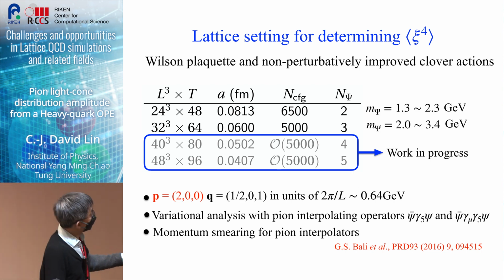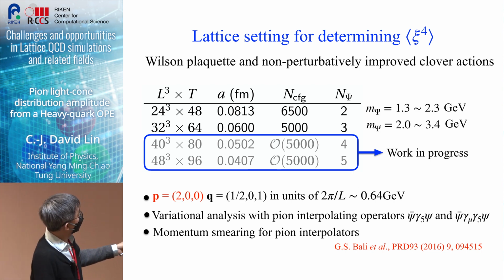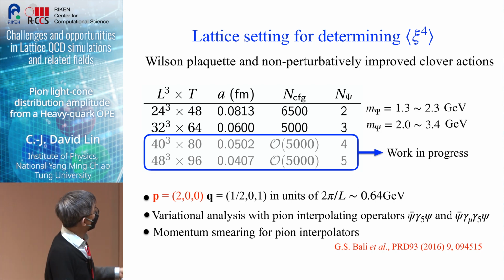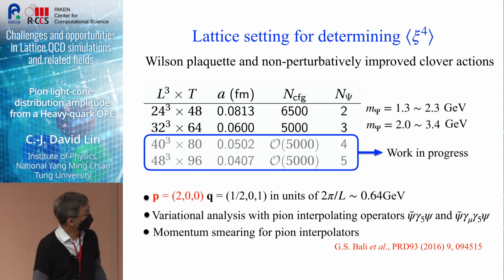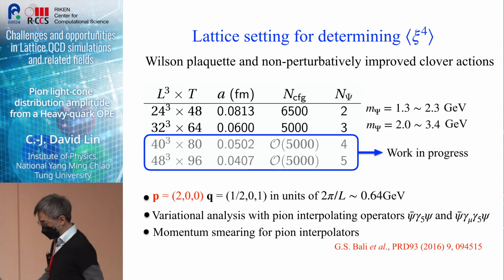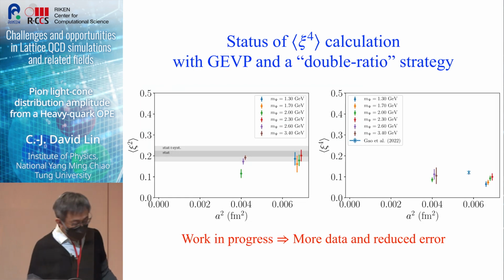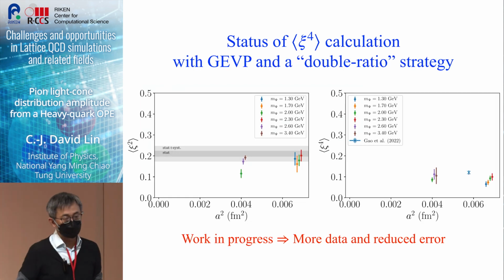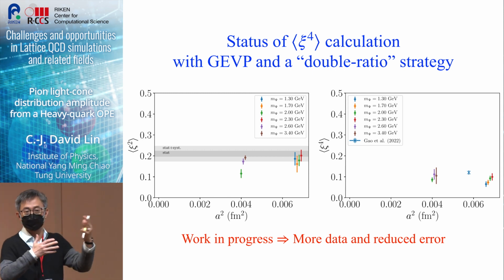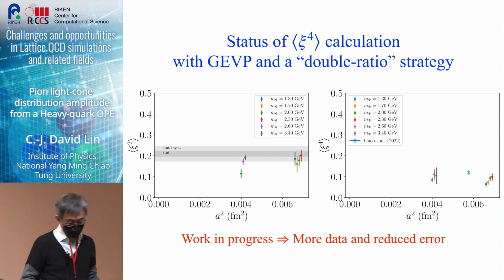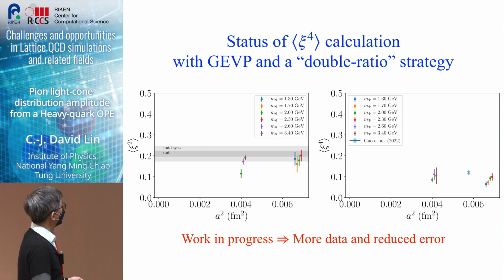And so far, we've done simulations for the coarser lattice spacings. And for this one, I think we already have about 2,000 configurations. The 48 cube lattice we haven't started yet. So without going into details, I'll just flash you what we have so far. The procedure of getting this C4 is very similar. You just have to fit to your OPE formula.